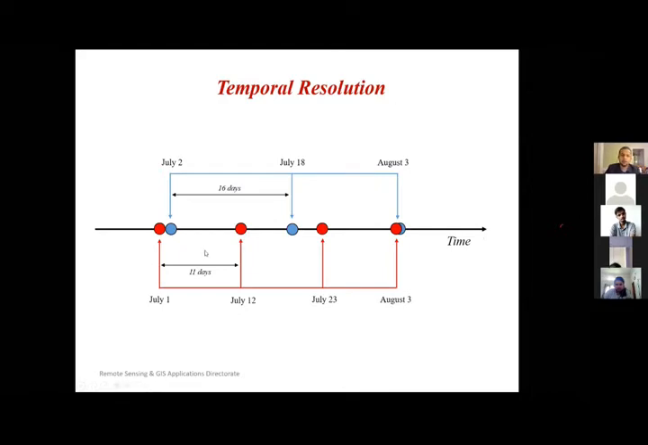If we are trying to look into changes which happen in a shorter time scale, so change in the vegetation or change in, for example, if you would like to see the temperature, how it is changing, you may have to have shorter temporal resolution, high temporal resolution, which means that it visits the same place quite frequently.